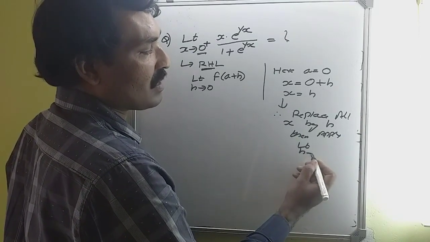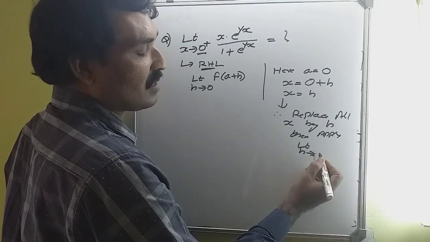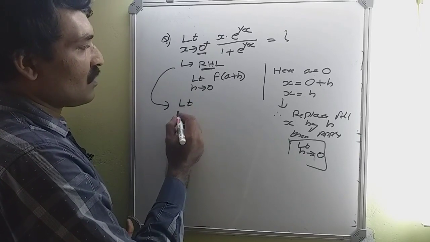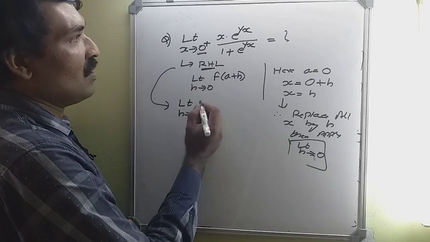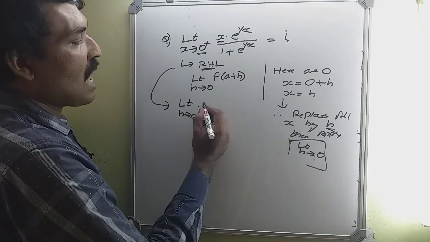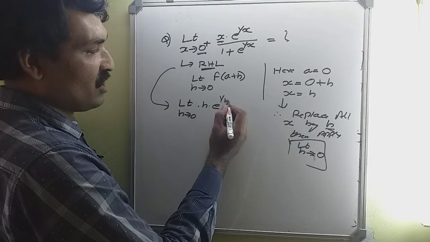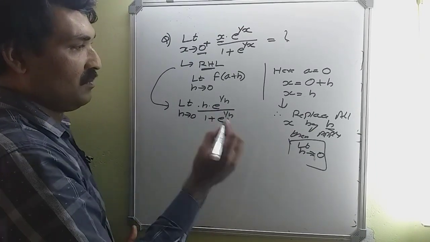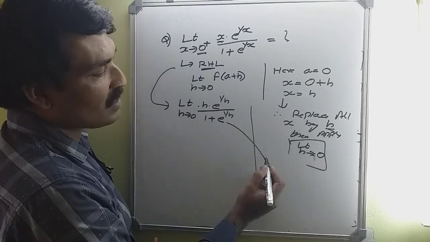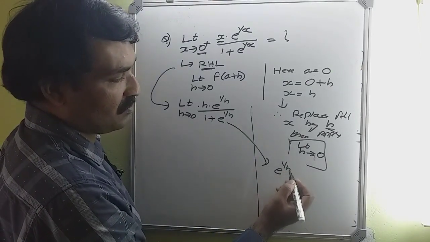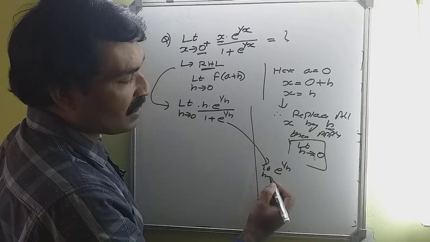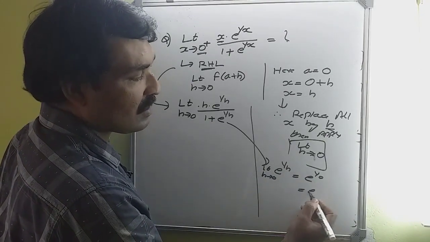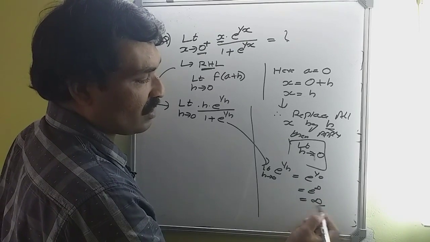Then apply limit h tends to 0. So this problem becomes limit h tends to 0, x is replaced by h, h into e raised to 1 by h divided by 1 plus e raised to 1 by h. Okay, what's the value of e raised to 1 by h? That is limit h tends to 0, e raised to 1 by h is equal to e raised to 1 by 0, that is equal to e raised to infinity, that is equal to infinity.